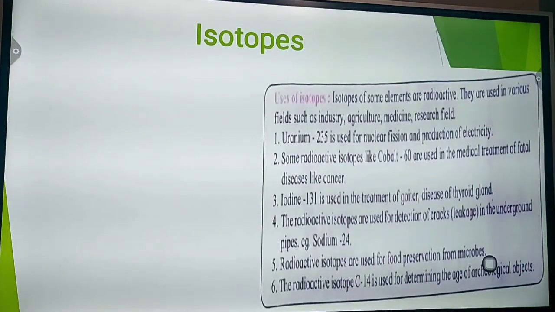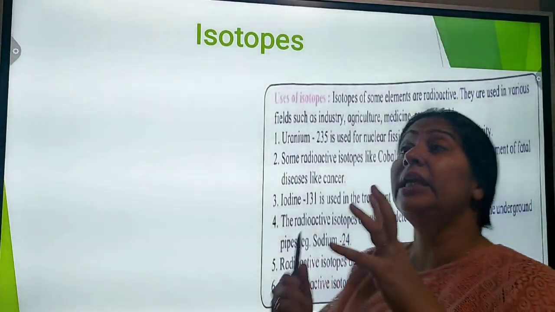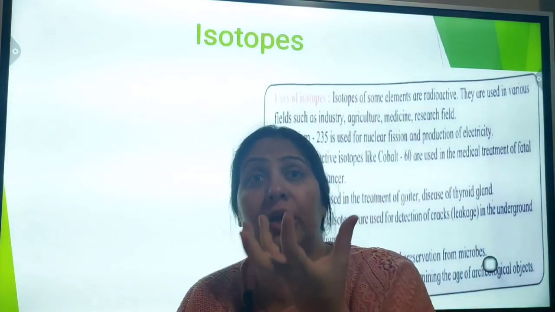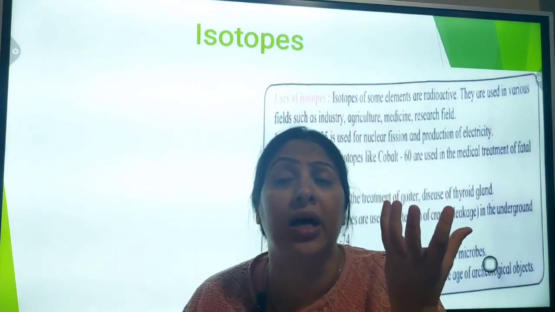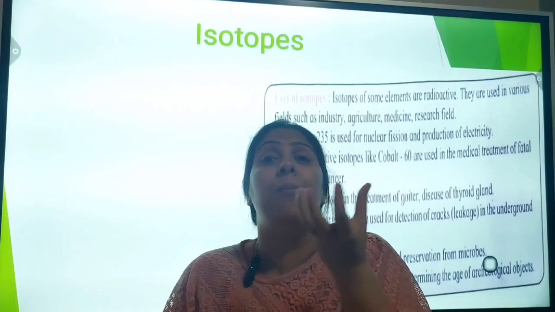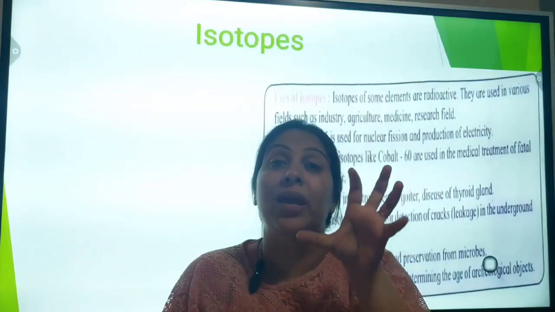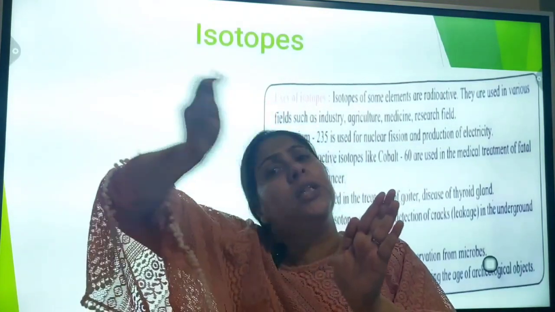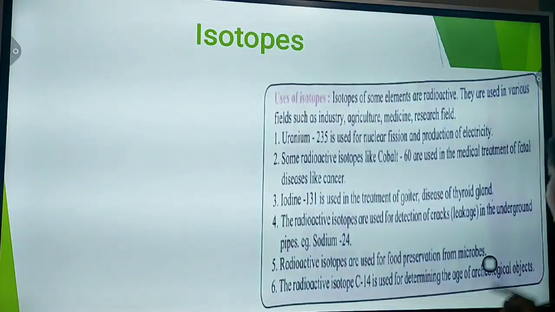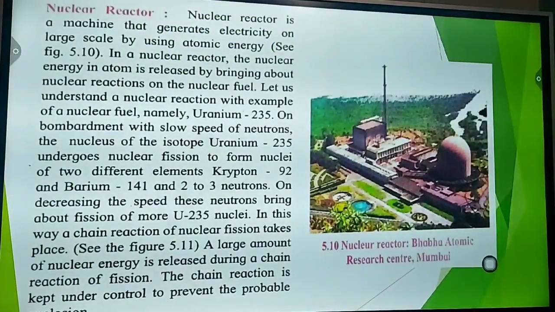The radioactive isotope carbon 14 is used for determining the age of archaeological objects. एक पर्टिकुलर मॉन्यूमेंट, एक पर्टिकुलर रेलिक कितना पुराना है, एक पर्टिकुलर स्टैचू कितना पुराना है, किससे पता चलता है? कार्बन 14, और उस प्रोसेस को बोलते हैं कार्बन डेटिंग। वो एक चीज कितनी पुरानी है ये वो बताता है। सो नाइस, लेट्स रीड दिस नाउ. न्यूक्लियर रिएक्टर्स.